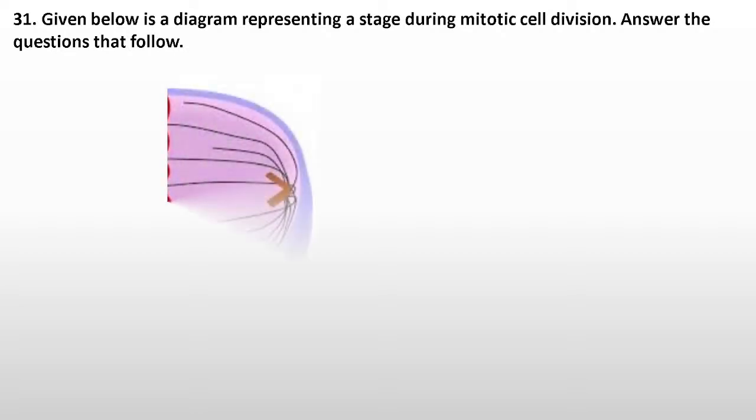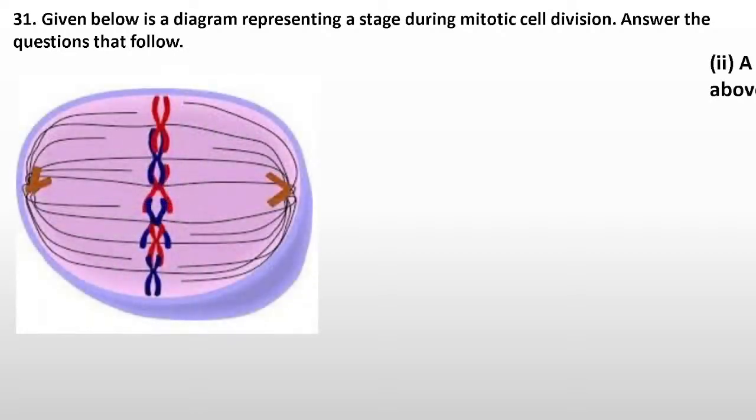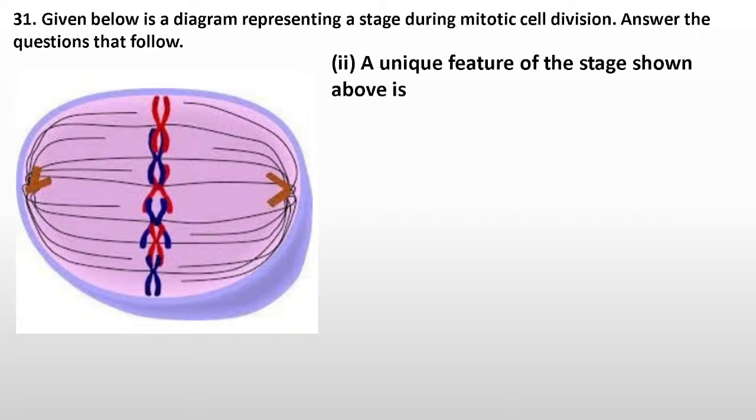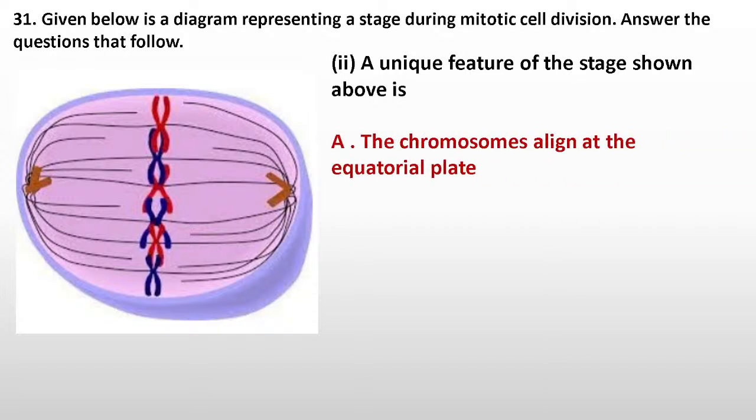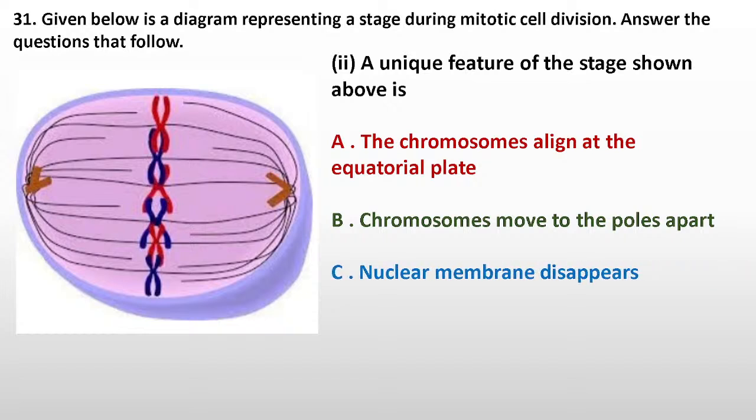Now, again, you have to refer to the same diagram where the question asked is different. The second question based on this is a unique feature of the stage shown above is dash. A. The chromosomes align at the equatorial plate. B. Chromosomes move to the poles apart. C. Nuclear membrane disappears. D. Chromosomes are distinct. So answer me for question number 31, sub question 2.